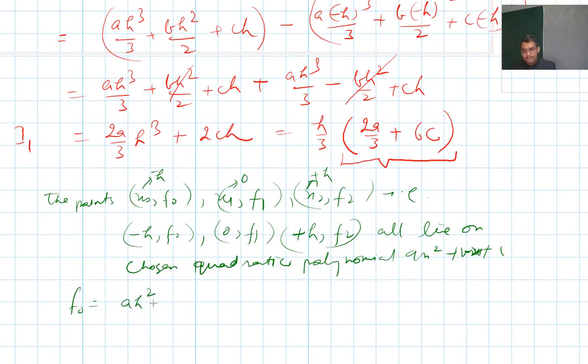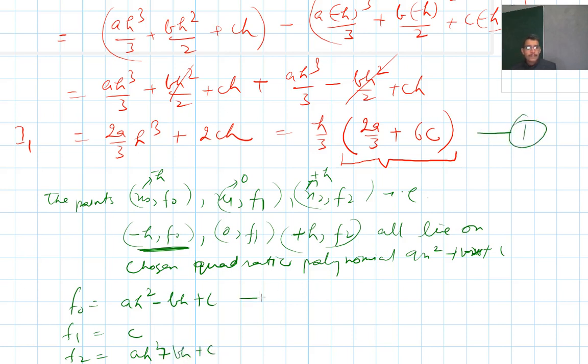ah² minus bh plus c. I have used this point, then f1 can be written as c and f2 can be written as ah² plus bh plus c. Let us call these equation number 2, equation number 3, equation number 4.